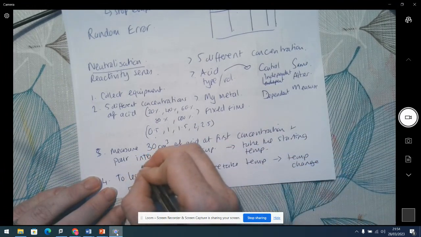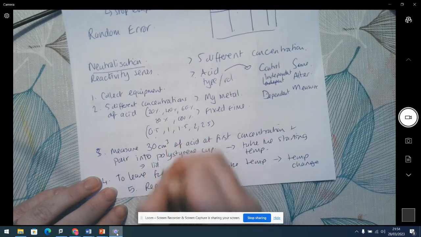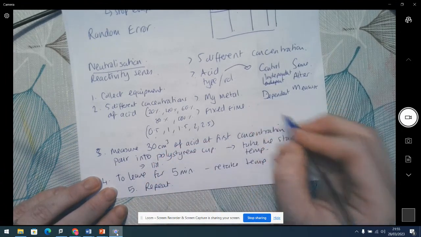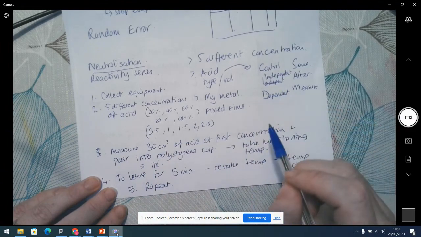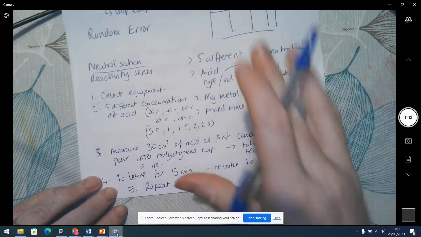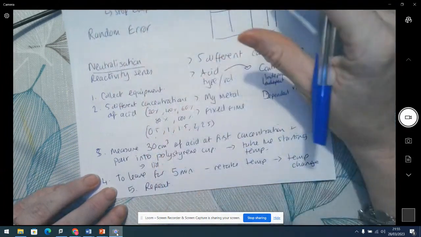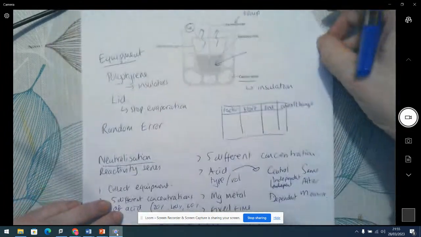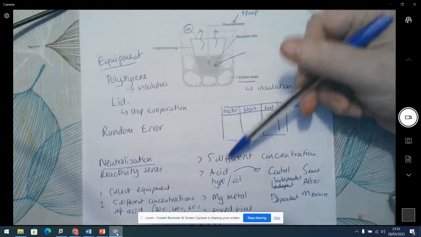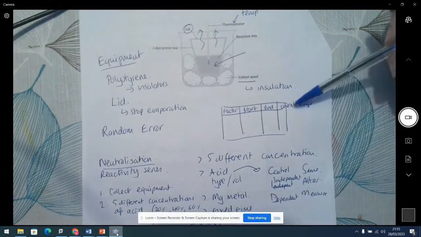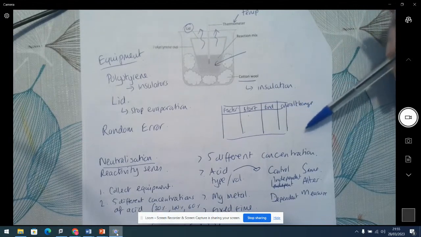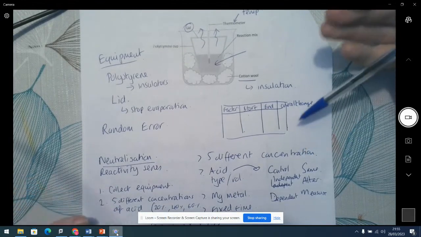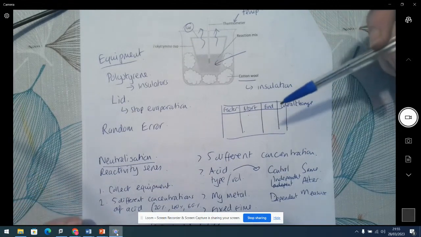You may want to also include about the idea of a lid to stop heat escape, polystyrene cup to stop heat escape, what your control variables are in the experiment as well. So hopefully that just jogs your memory about this idea of temperature change, energy changes. Obviously, if you've got a higher concentration, you would expect a higher temperature change. So you're linking patterns to the conclusions in the data.